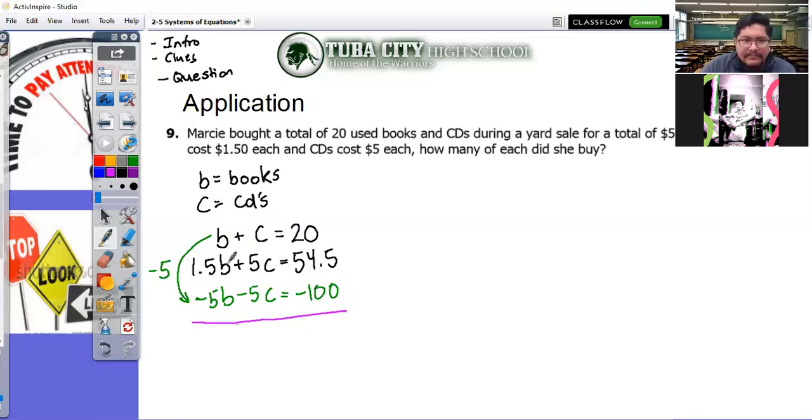Now I should have enough to get one of these to cancel. Let's see, I got my calculator here. 1.5 minus 5 would be -3.5b. And this is going to cancel out, right? Because 5 minus 5 is going to be 0. And over here, 54.5 minus 100 is going to be -45.5. Negative, because -100 is obviously bigger. And now I'm going to divide both sides by -3.5.